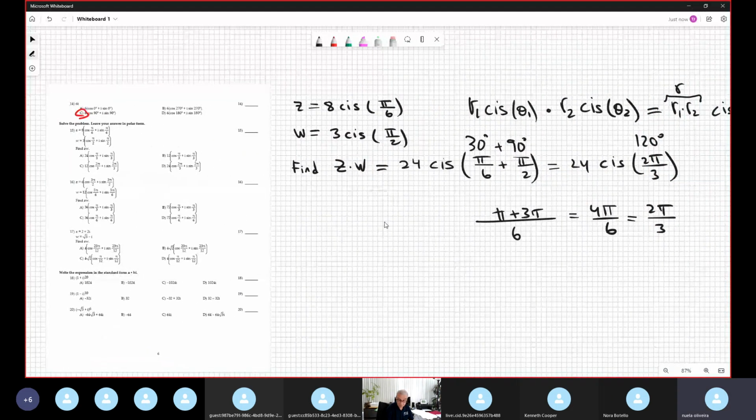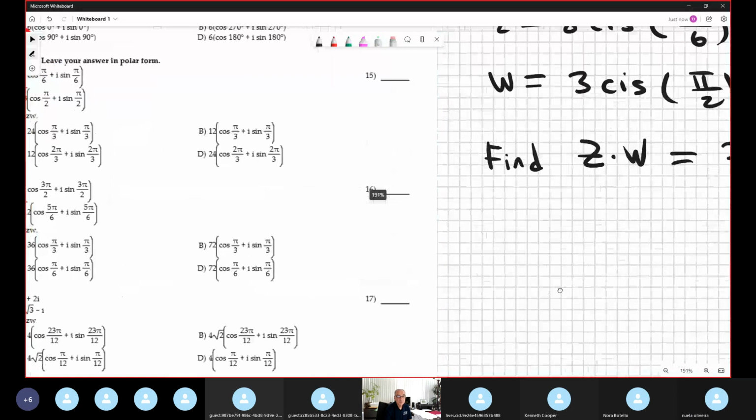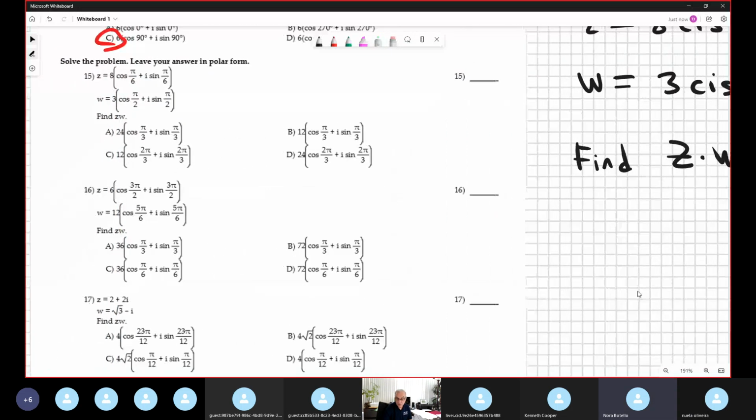Sorry, Professor, can I take a picture? I asked which option is the correct one. A, B, C, or D? Do you want me to zoom in on the page? Yes. Is it D? D, absolutely. Which student always gets the answer correct? What's your name? Nora. Okay, Nora.